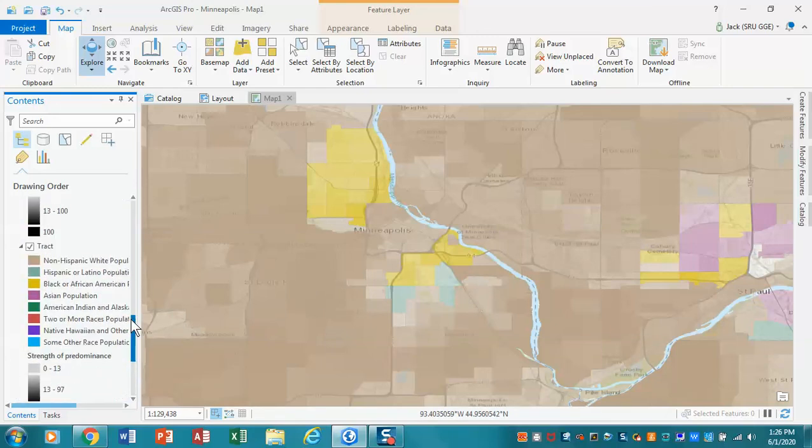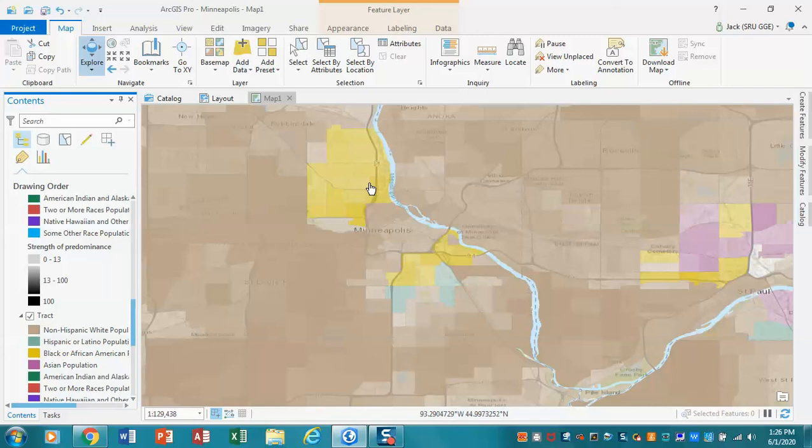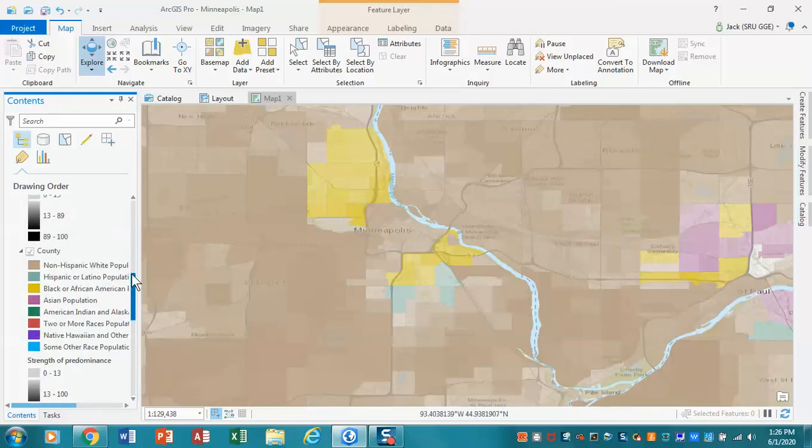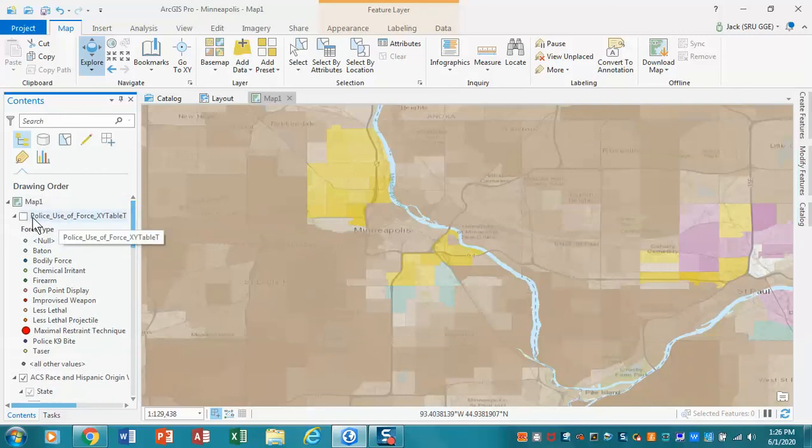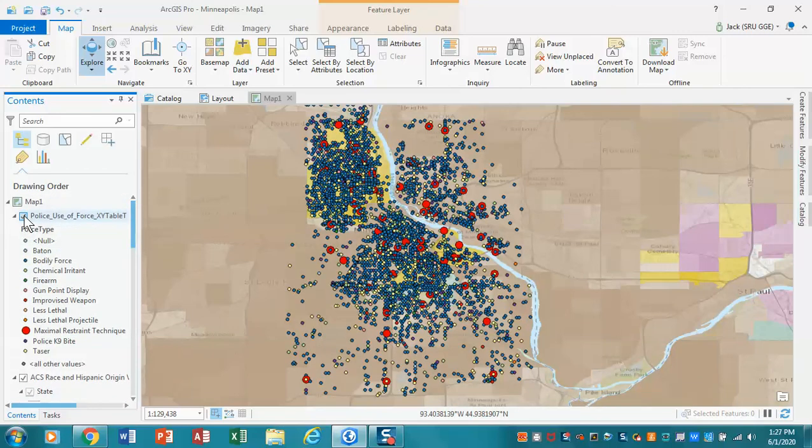And so what we see though here now is that we have areas of very, very high predominance African American populations. Then we have a Hispanic and Latino population here. And then we have some other populations way over here towards the St. Paul area. Now, the question that bears asking is, I'm going to turn on the police use of force. And what you're going to notice is that there is some correlation here and here. In other words, the two things co-occur. So when we look at maps, it's important to ask these questions.